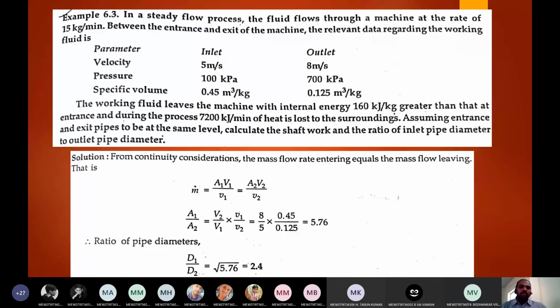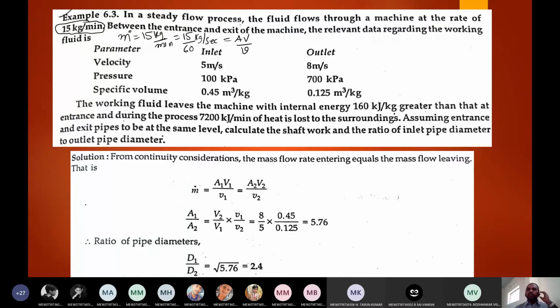So in the steady flow process, the fluid flows through the machine at the rate of 15 kg per minute. What is the mass flow rate given? The mass flow rate is 15 kg per minute directly. So m star is 15 kg per minute, but convert it into seconds: 15 divided by 60 kg per second. That is equal to AV by small v, area times velocity by specific volume.